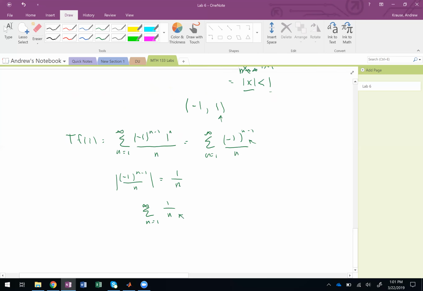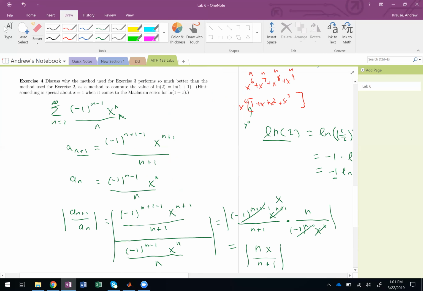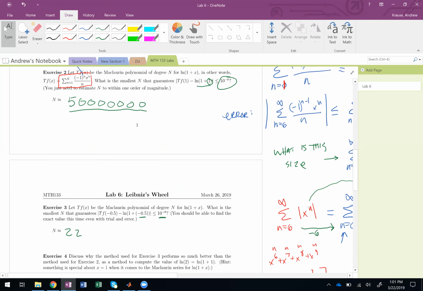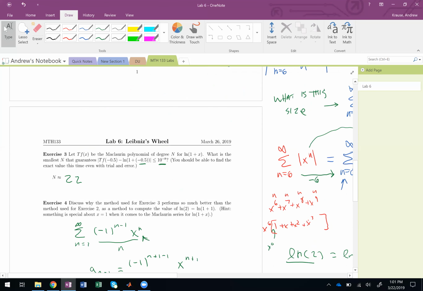So that's maybe why we expect that in order to get some good error, we need who knows, 100 million terms. Whereas when we plug in -1/2, which is safely inside that interval of convergence, we only need a nice 22 terms.